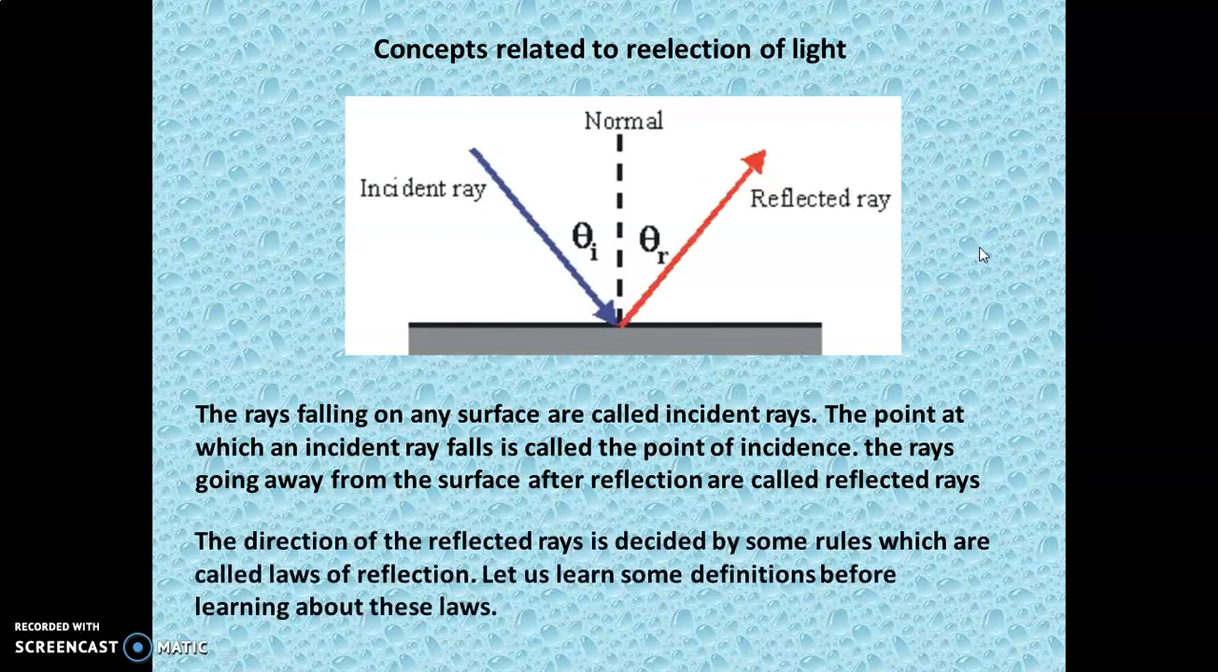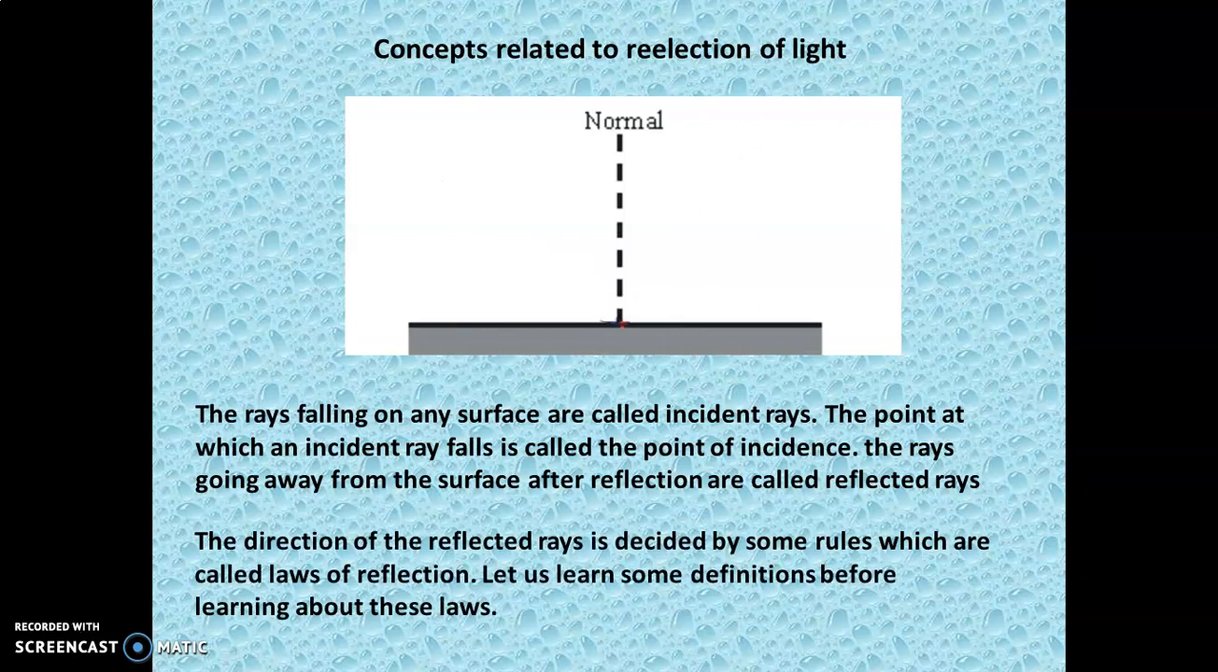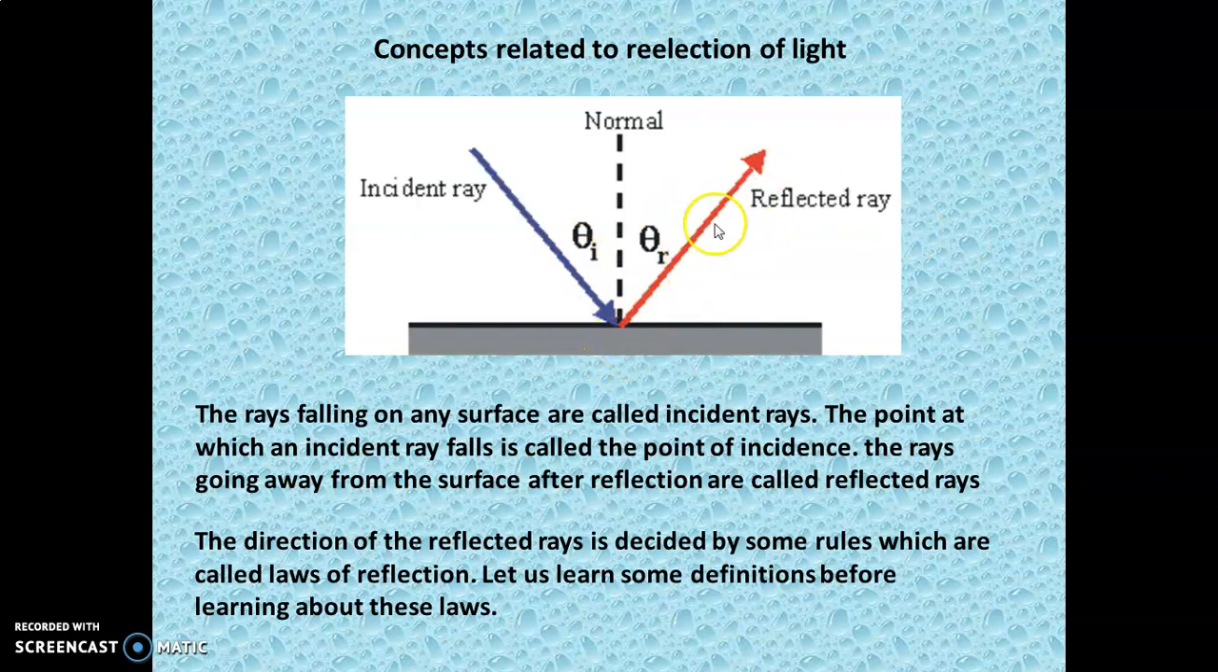Then the direction of the reflected ray is decided by some rules which are called laws of reflection. So in which direction the reflected ray is going to go is decided by certain rules, and these rules are called the laws of reflection.